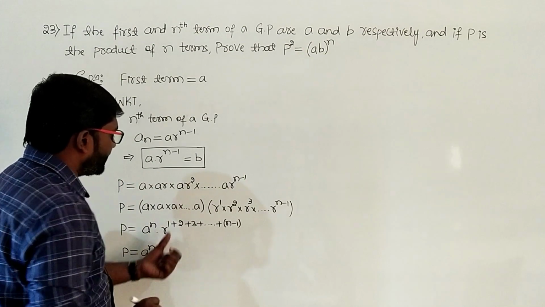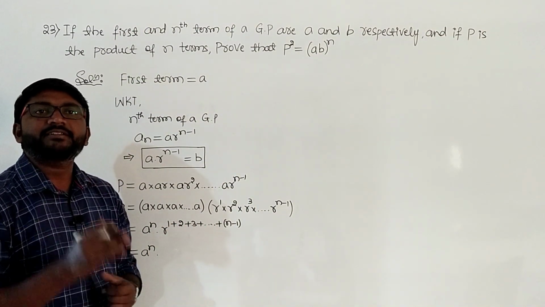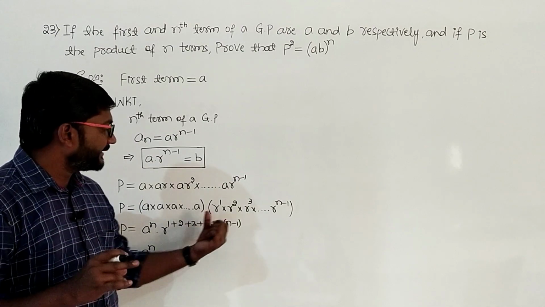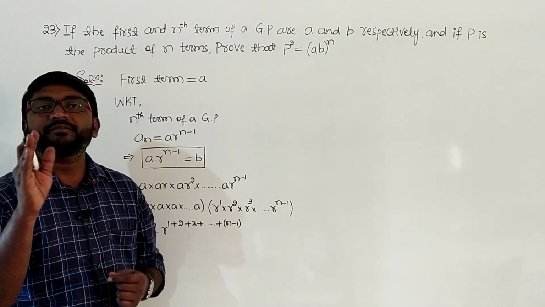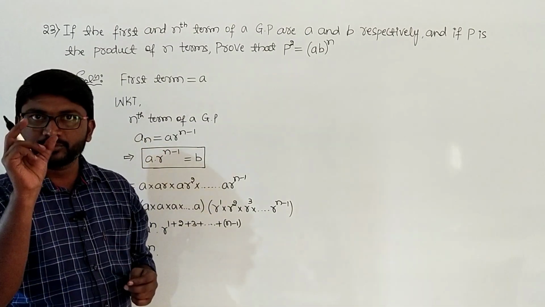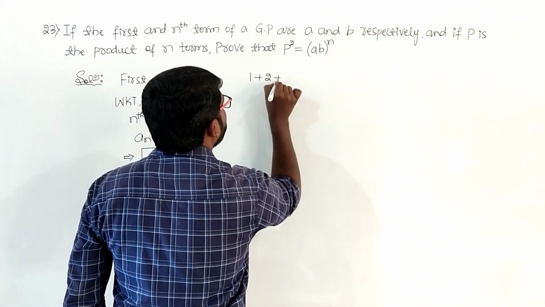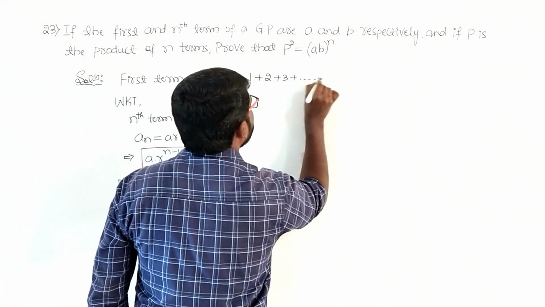Then what is 1 plus 2 plus 3 plus so on n minus 1? In the 10th standard, in the first chapter, arithmetic progression, you have studied the sum of the first n natural numbers. Find the sum of first n natural numbers: 1 plus 2 plus 3 plus so on plus n.